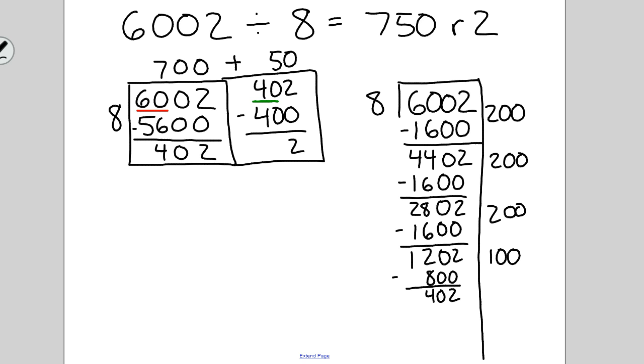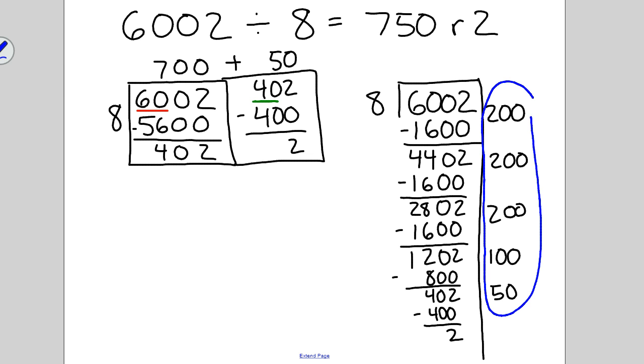Okay, now I'm going to go to tens. Oh wait, I know 8 times 5 is 40. So 8 times 50 is 400. Ooh, that's pretty close. I'm going to do 50. That gives me 400. I have 2 left over, and I can't put those into the groups because I've got 8 groups but only 2 left over. So now all I need to do is take how much I put into each group, which I've written on the side, and just add these together. 200 plus 200 is 400, plus 200 is 600, plus 100 is 700, plus 50 is 750, remainder 2.